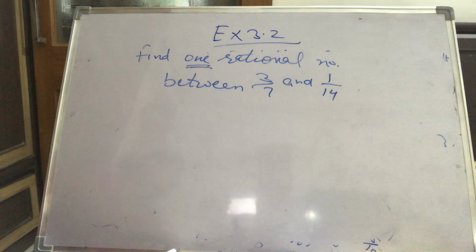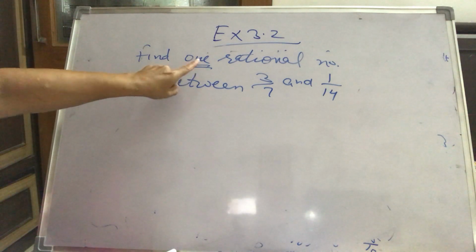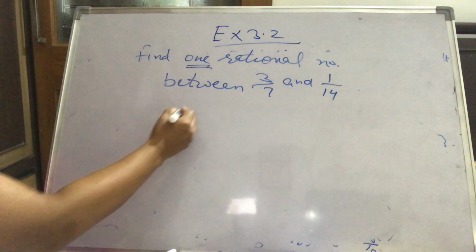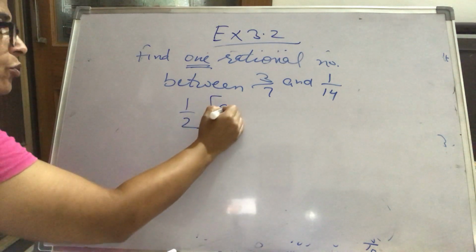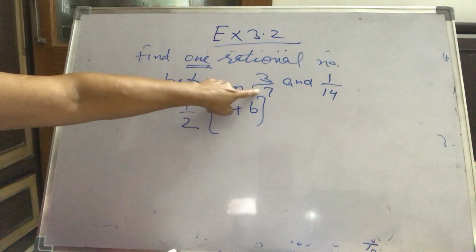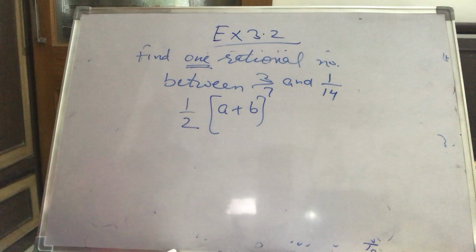First you will make them with the same denominator by taking LCM, and after that, if you are not getting the numbers between them, you can multiply by 10 upon 10 or 5 upon 5 or 100 by 100. But here the sum is, you have to find only one rational number. For finding out one rational number, the method is different. The method is 1 upon 2 into (a plus b). Here a and b are the two rational numbers that are given in the question. Means a is 3 upon 7, b is 1 upon 14.